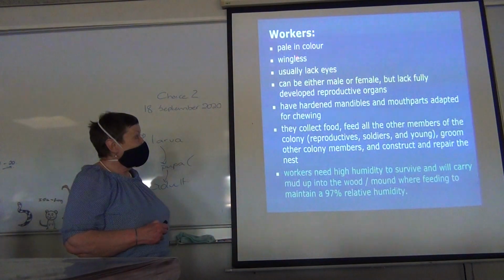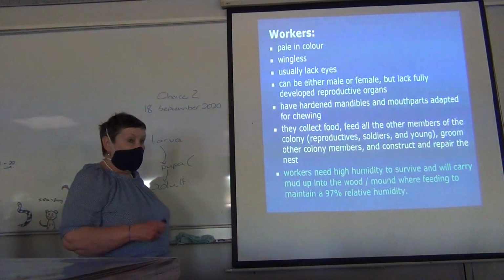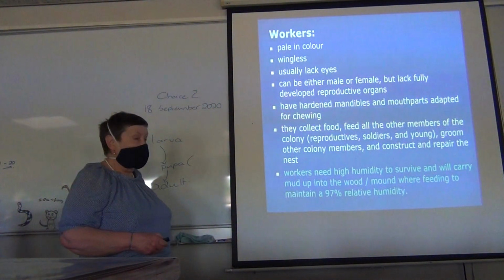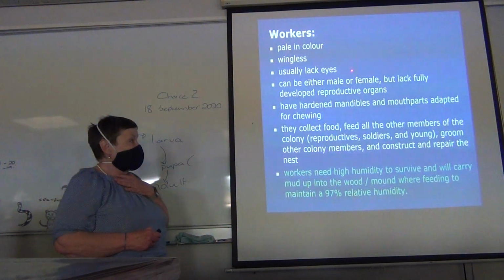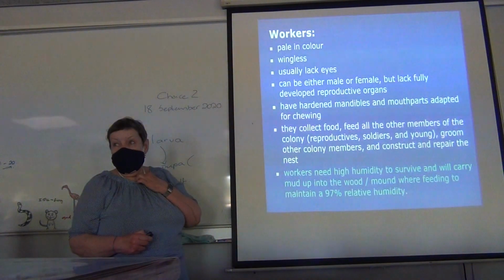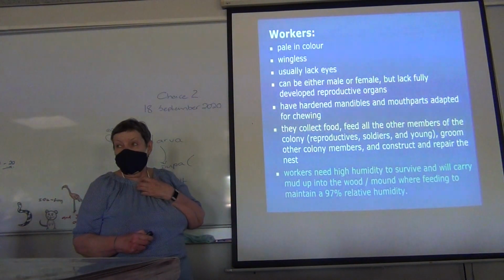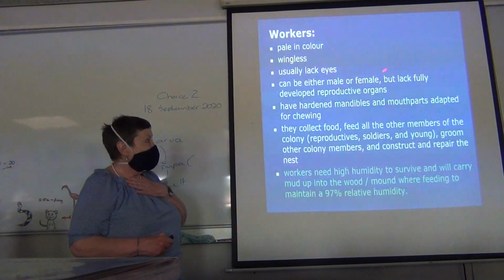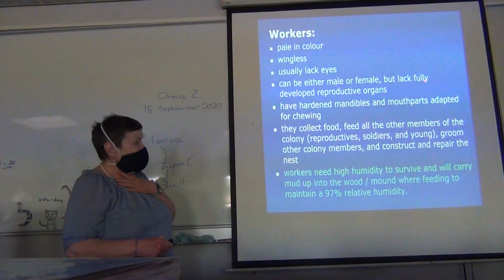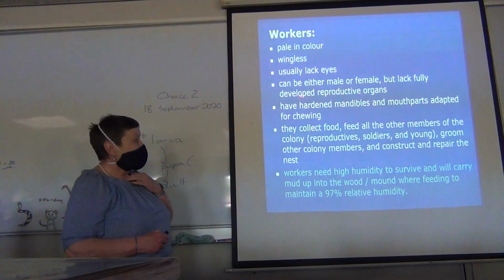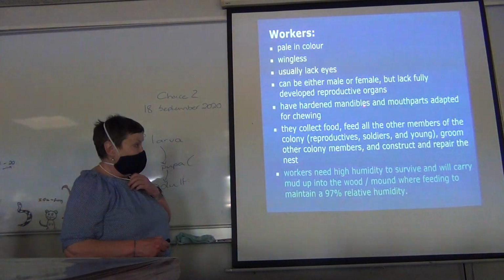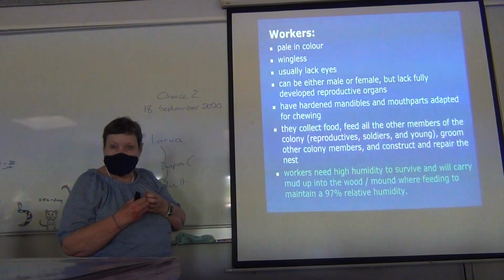They're wingless. Some of them lack eyes. The ones that go outside and collect food do have eyes, but the ones that stay inside the termite mound don't. They communicate mostly by pheromones. They can be either male or female, and lack reproductive organs because they can't reproduce. They do have hardened mandibles and mouth parts, but that's because they chew the food.